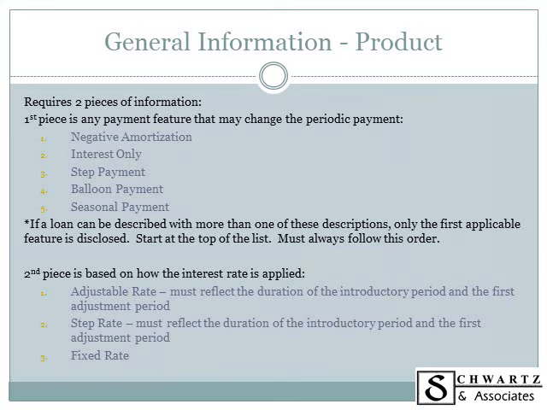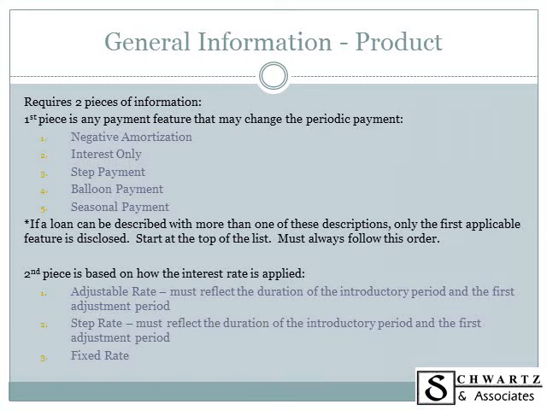If the loan can be described with more than one of these descriptions, only the first one in the list is disclosed. We start at the top of the list, just like we did with the purpose, and we go down the list until we get to the feature that applies to our transaction. So if you had an interest only and a balloon payment, the only feature that would be reflected for product would be the interest only.